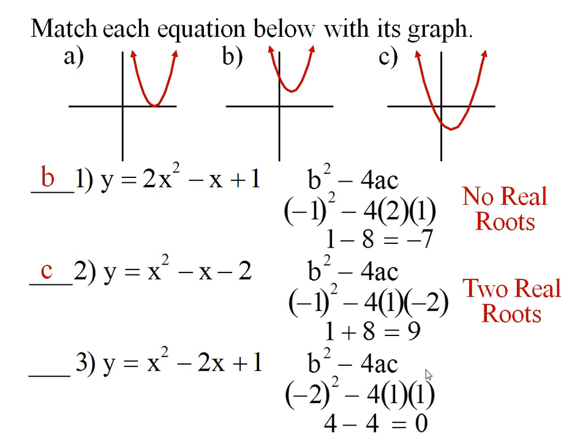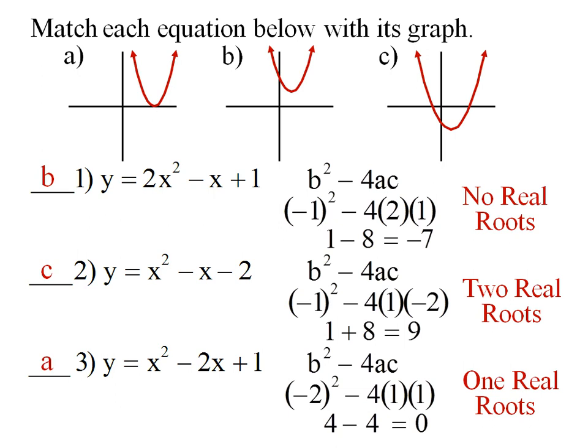And since our discriminant is equal to 0, that tells me that I'm going to have one real solution, or one real root, or one real zero, or one real x-intercept, whatever word you choose to use. And that is, again, example or graph letter A.